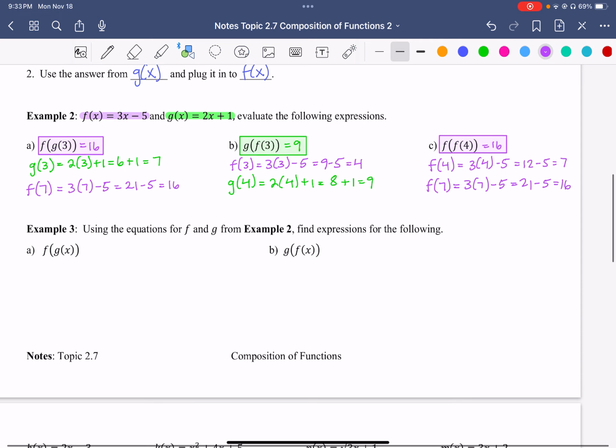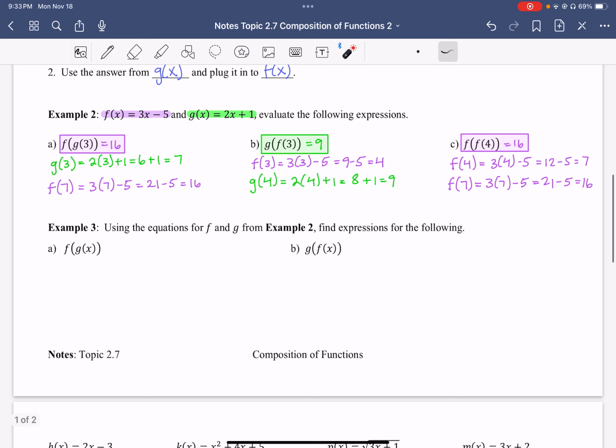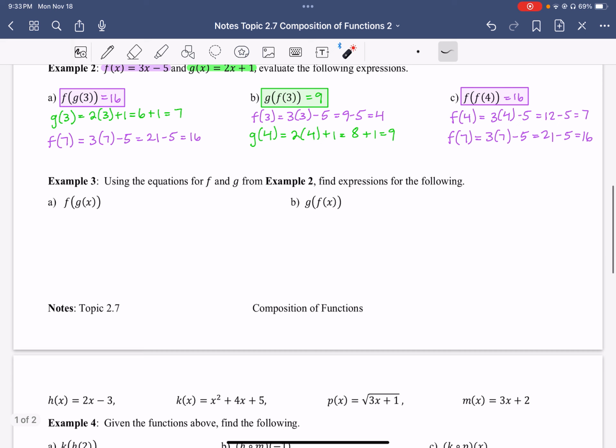Okay, now remember I told you earlier, when you plug in a number, you're going to get an answer that is a number. So notice that all of our answers are numerical digits. That is not always going to be the case. So you can see in example 3, we're going to keep using the equations for f and g from example 2, and they want us to find the expressions for the following.